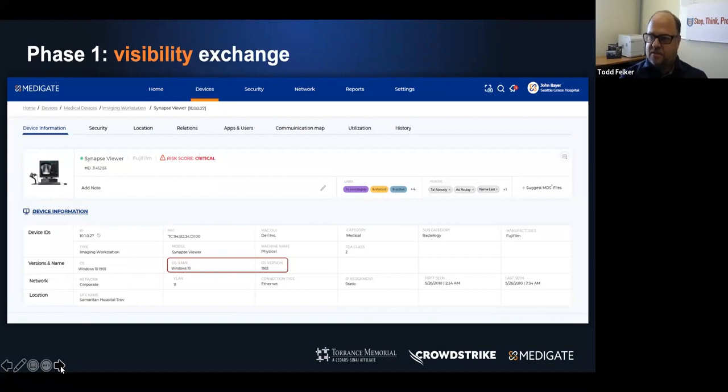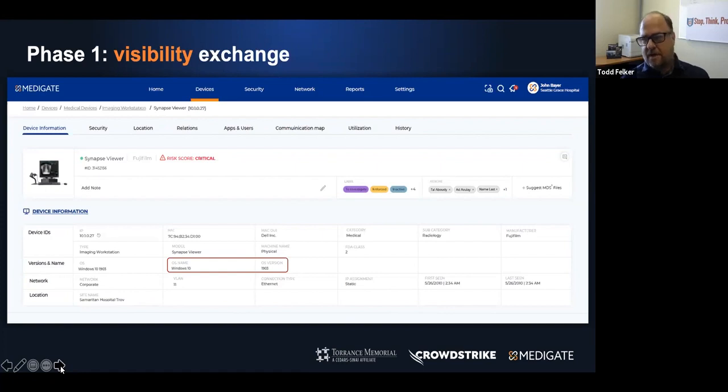And then the secret sauce for Medigate is their fingerprinting technology, where they will identify definitively each infusion pump, each glucose meter, each type of oximeter that might be on your network, and their exact firmware version and their exact vulnerabilities that might exist with them.